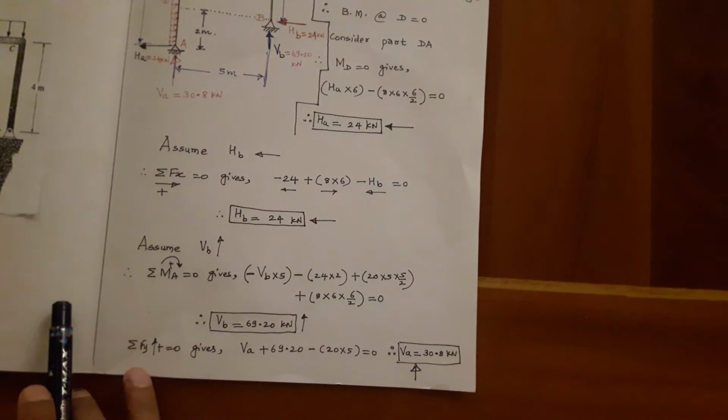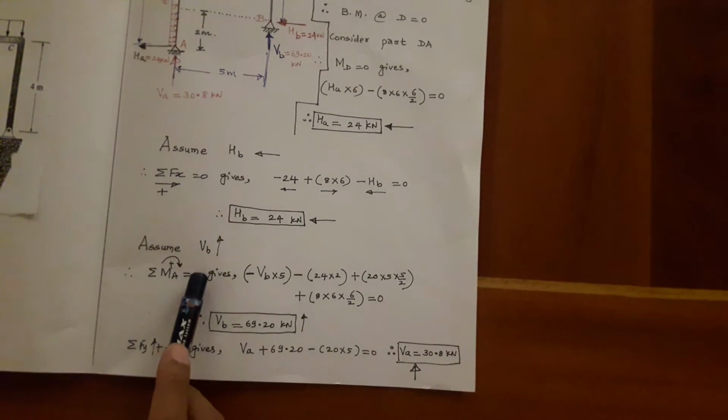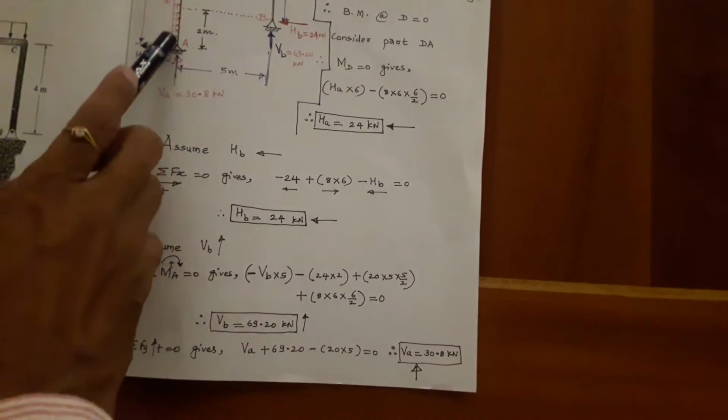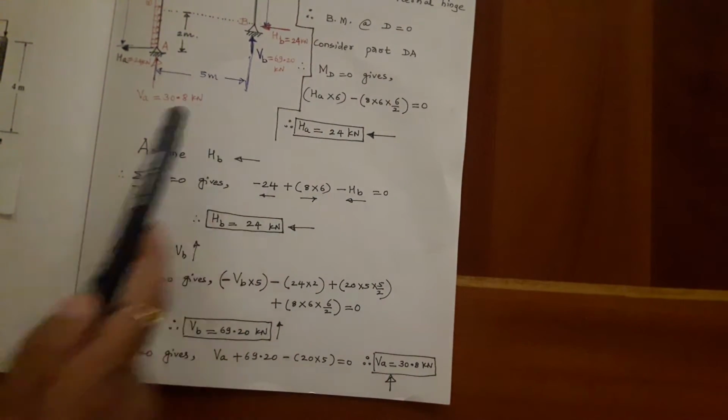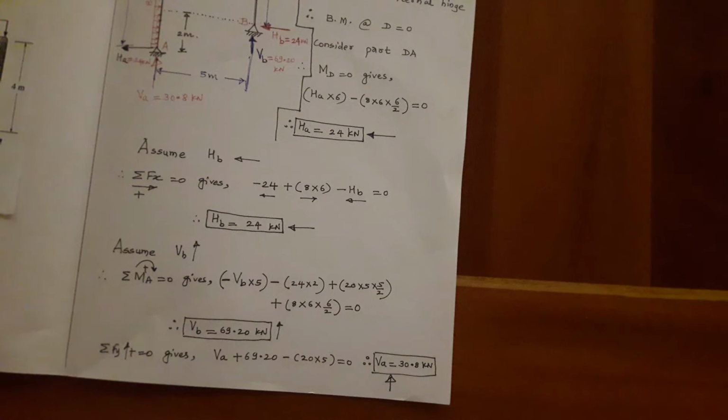Now to calculate reactions VA and VB, let us assume VB upwards. Now I will take summation of MA with clockwise positive equal to 0. So what does it give me? That gives me VB into minus 5, minus 24 into 2, plus 20 into 5 by 2, plus 8 into 6 by 2, equal to 0.